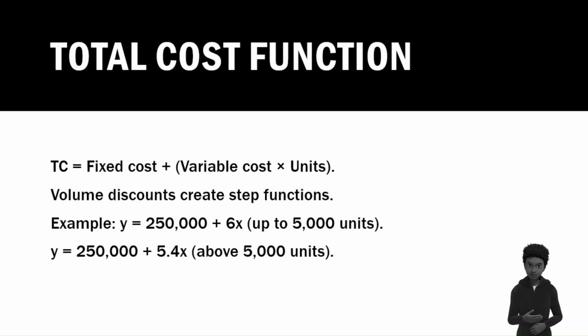For example, up to 5,000 units, total cost equals 250,000 plus 6x. Above 5,000 units, total cost equals 250,000 plus 5.4x. So cost changes as volume grows.